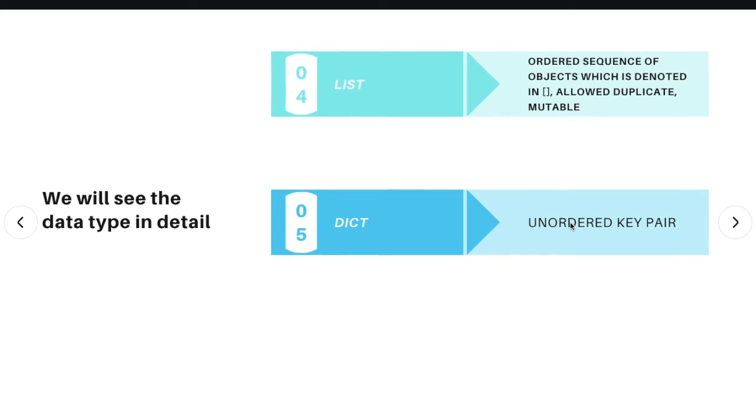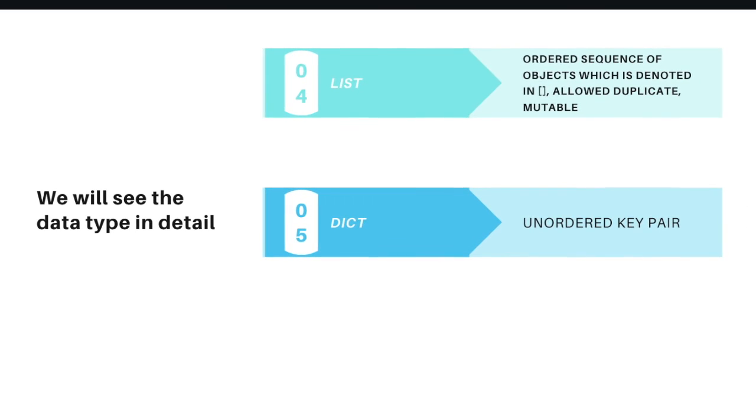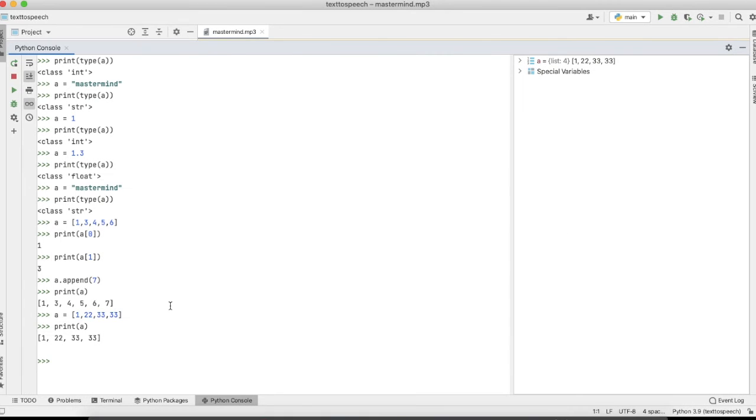So now we will see what is dictionary. So dictionary is unordered key pair. Let me give you the example. So here I am creating one dictionary. We denote the dictionary with the help of curly braces.